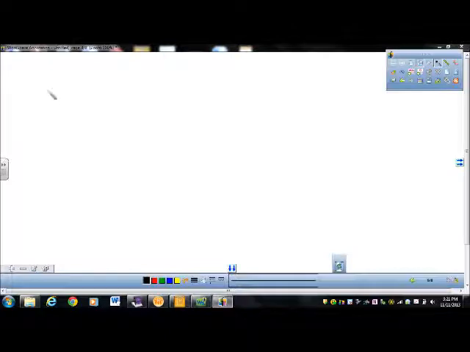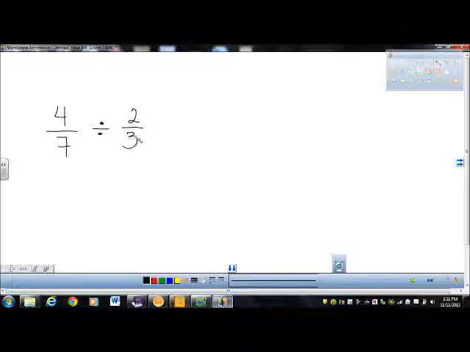Okay. Now we have dividing fractions. So for dividing fractions, let's say our example is 4/7 divided by 2/3. I have this fabulous rule that I know you all have heard before. It's called keep, where we keep that one. Change. We're going to change the operation, and flip. Keep, change, flip. We're going to flip the second fraction.